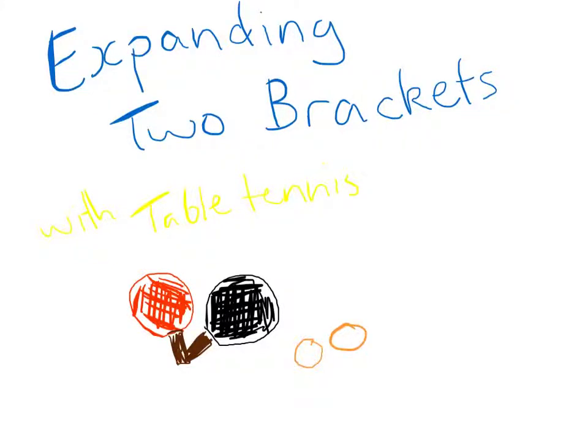Alright, time for expanding two brackets, this time with table tennis. So, Nathan and Jordan have decided that they are better at table tennis than Bonnie and Niku, who obviously are quite indignant about this. So they decided to set up a bunch of matches where each of them will play all the other opponents.